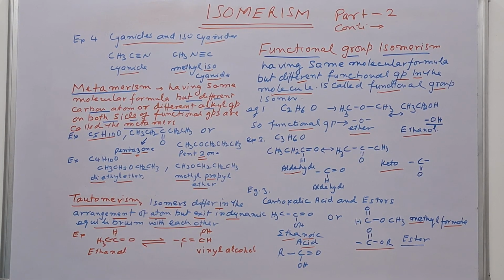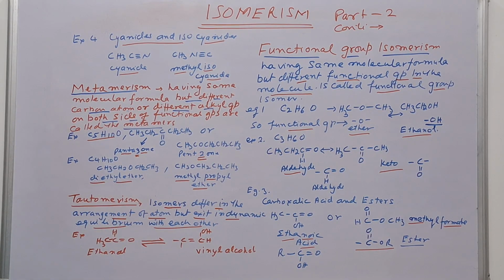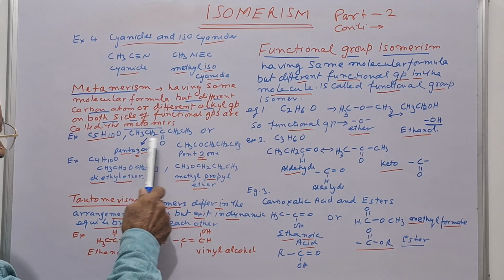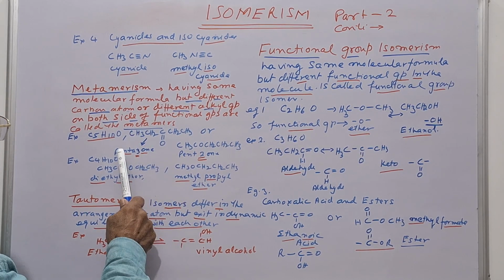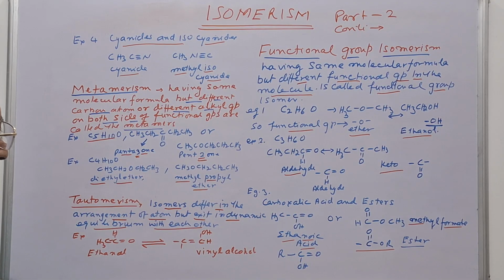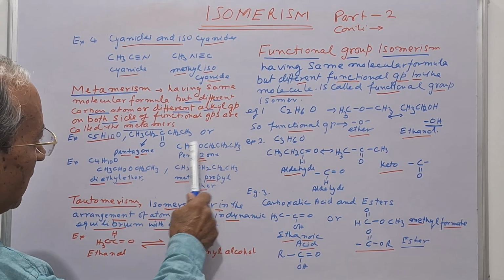For example, C5H10O, sorry, it may form diethyl ketone, that is pentan-3-one, or it forms pentan-2-one, that is the methyl propyl ketone.